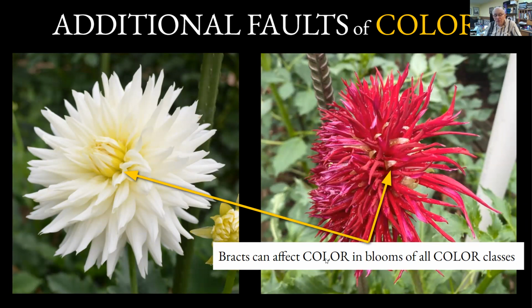Bracts can often affect color and blooms. You can see them, especially here on the right, you can see the bracts definitely showing, distracts from the beauty of the bloom. Definitely a fault. Whites often have this problem. Do you see how greenish this looks in the center? Those bracts are kind of causing that discoloration. Not ideal.